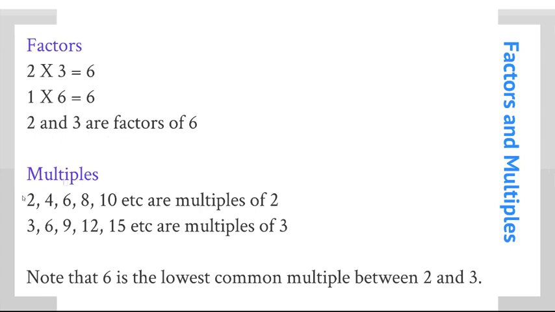The multiples here would mean like 2, 4, 6, 8, 10. Now these are the multiples of 2, the 2 times table. 3, 6, 9, 12, 15, etc. are multiples of 3, and this is the 3 times table. And we notice that 6 is the lowest common multiple between 2 and 3. So these are the multiples of 2, and here are the multiples of 3, and the lowest common multiple is 6.